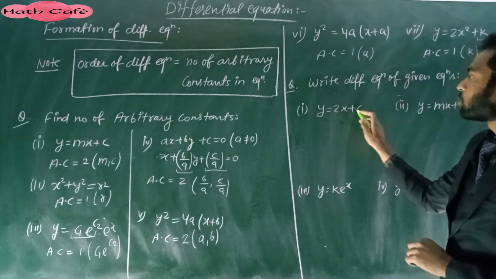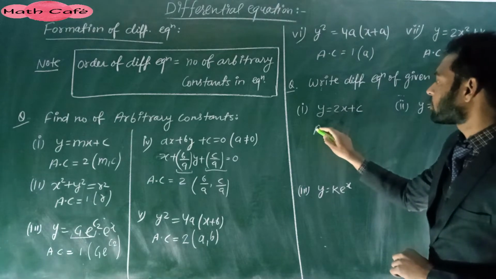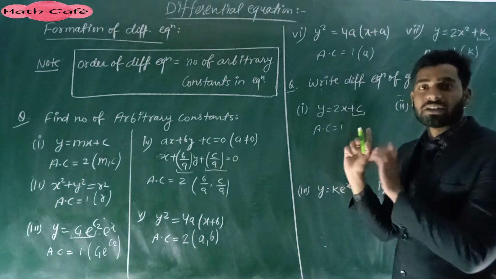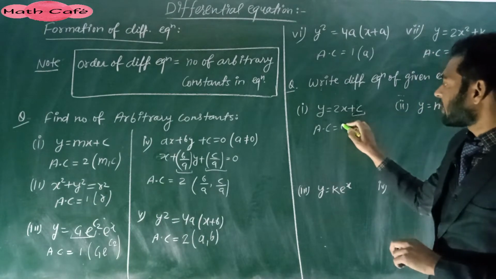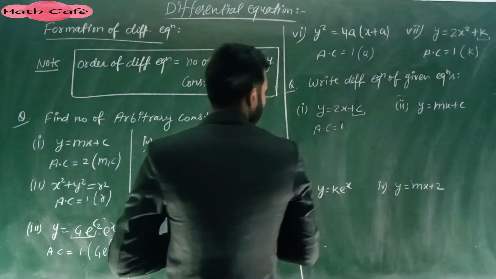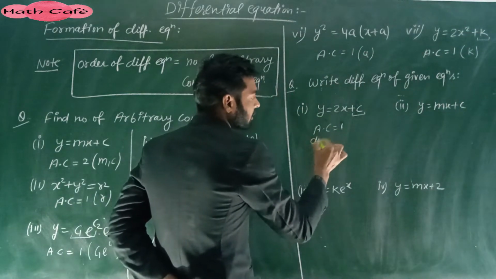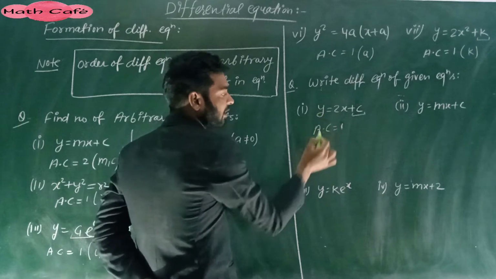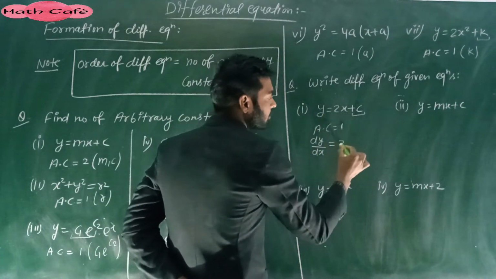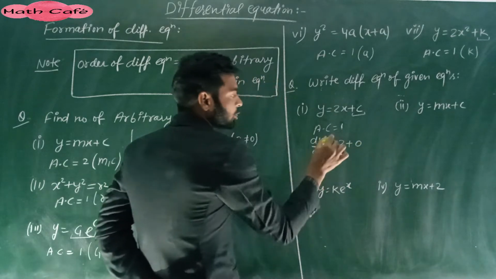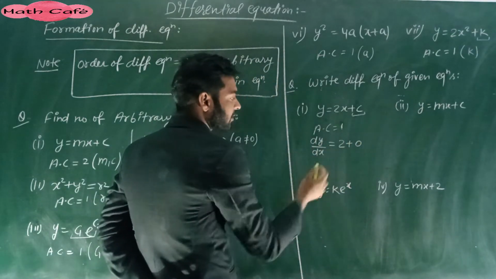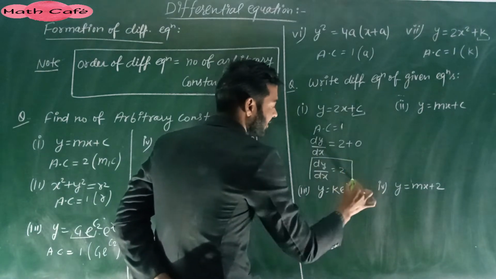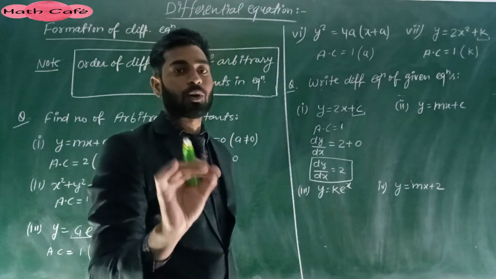Alright. So here y equals 2x plus c. The arbitrary constant is 1, that is c. So we will differentiate the given equation only one time. To obtain the differential equation, we differentiate the given equation with respect to x. So y will become dy by dx equals 2x will become 2 and c will become 0. You can easily see there is no arbitrary constant. So this equation will be called the differential equation of the given equation. So dy by dx equals 2 is the differential equation of the first part.